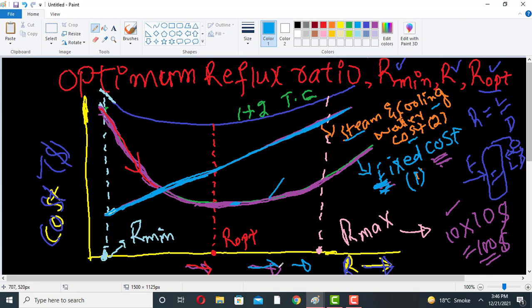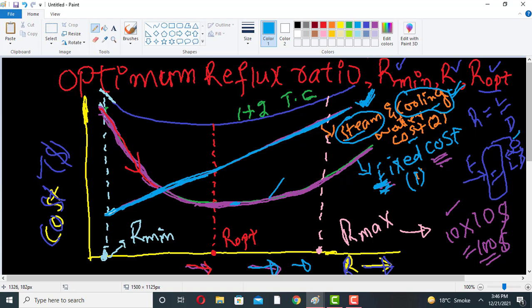But as we increase the reflux ratio, the cost of the steam which we are using in the reboiler, and the cost of cooling water which we are using in the condenser, increase. In the condenser we use cooling water to cool the top product of the distillation column, and in the reboiler we heat the bottom product in order to remove the more volatile component from it. So we use steam in the reboiler and cooling water in the condenser.